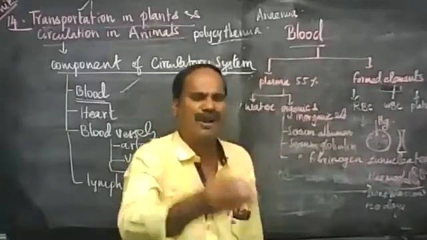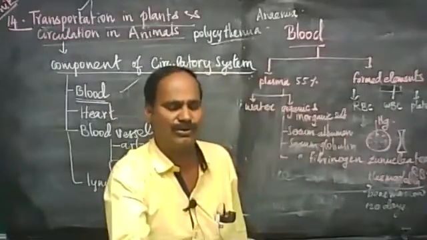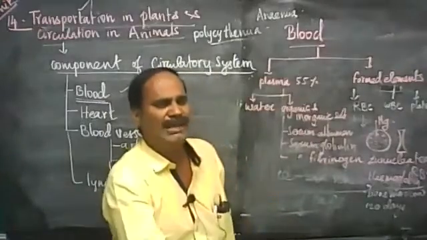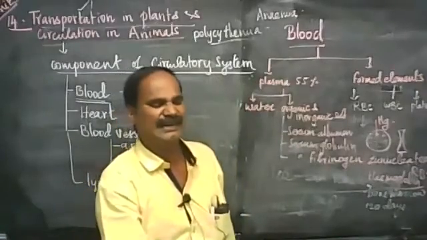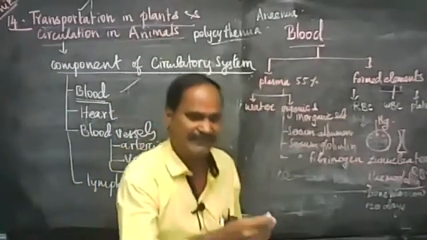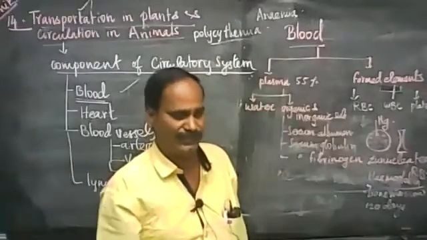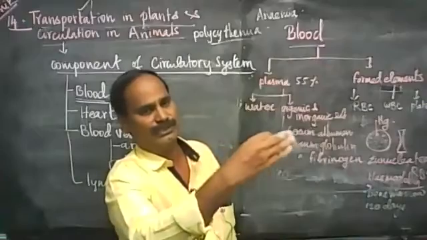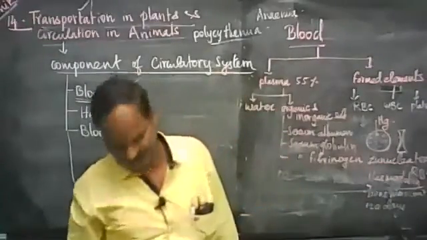The breakdown products of RBC: the hemoglobin is broken down into pigments called bilirubin and biliverdin. That bilirubin and biliverdin are transported as the waste material. It comes to the urinary system. It mixes with the urine. Then urine comes out. The urine is yellow in color due to the presence of the pigment urobilinogen.